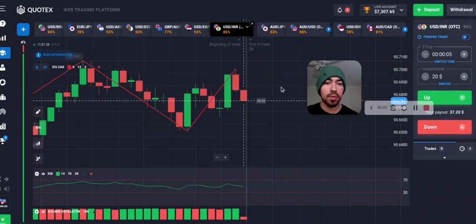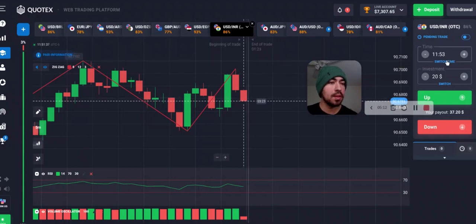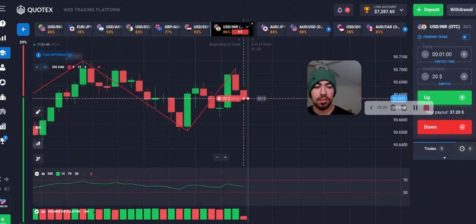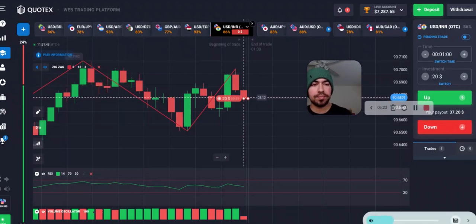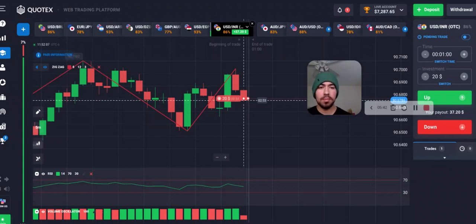So right here, right now, we're at 3 minutes and 31 seconds. I'm looking at this resistance level. I think it's going to stay within that level. And here I'm going to put a minute. Okay, so it looks like we're in profit so far. 1 minute, $20 position. If we win this, we win $17.20. So it's giving us $37.20 back. Simple, right?